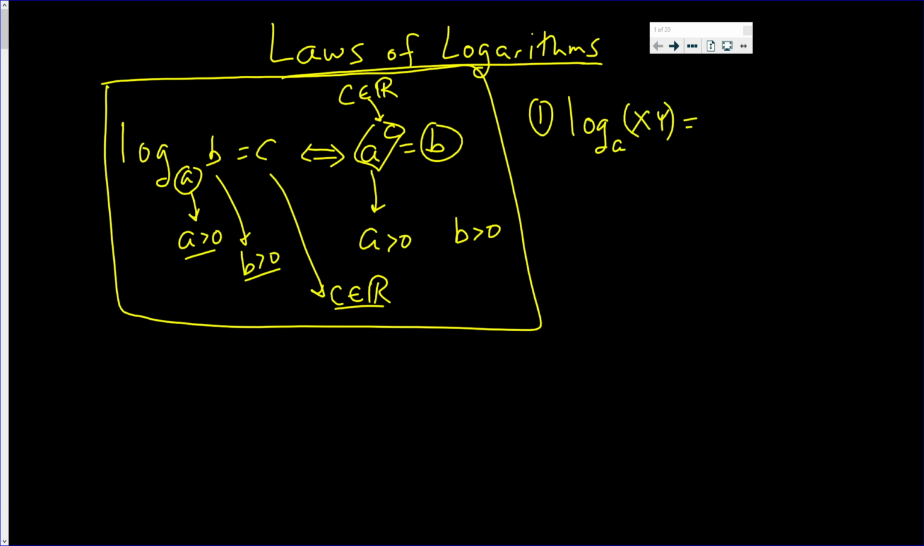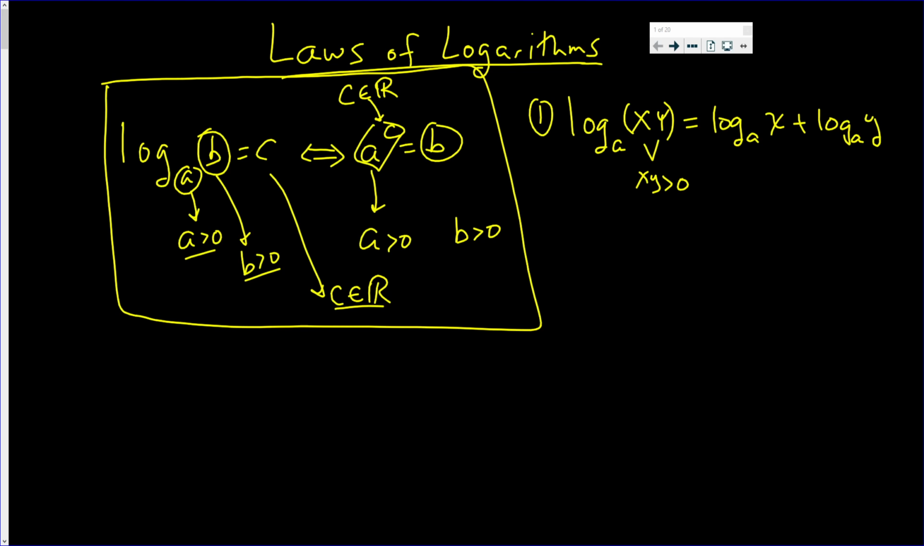The log of a product can equal log of x plus the log of y. Notice that the base did not change. The base started off as A, and it's maintained that it's A. Now, x times y must be positive, because that's what B is. B must be positive.